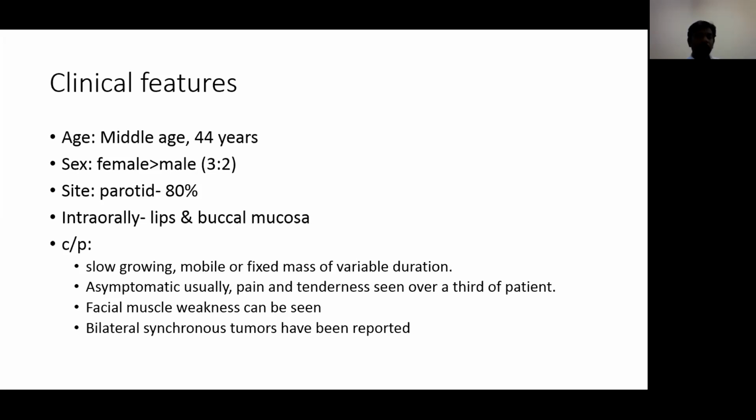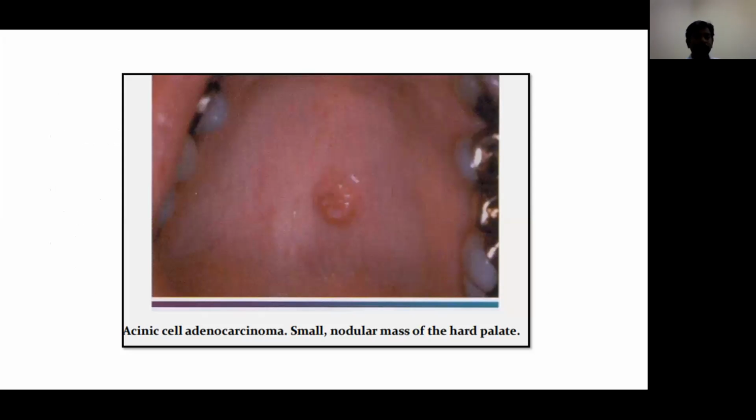Intraorally, mostly it involves the lips and buccal mucosa, unlike the other tumors where they involve the palate. Okay, and here it is lips and buccal mucosa. Basically, they are slow growing, mobile or fixed masses, and initially they are asymptomatic. Only when they become larger and involve the nerve do they present with some symptoms. Okay, here you can make out the small nodular mass in the hard palate.